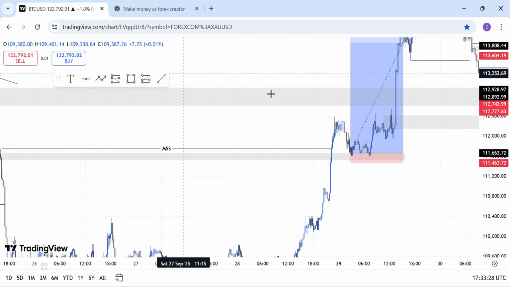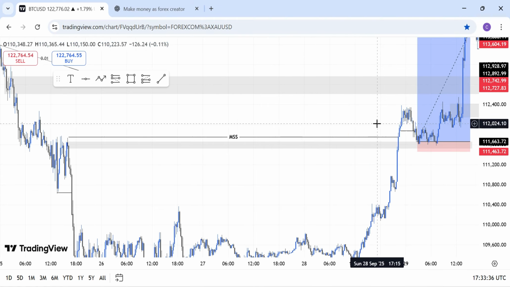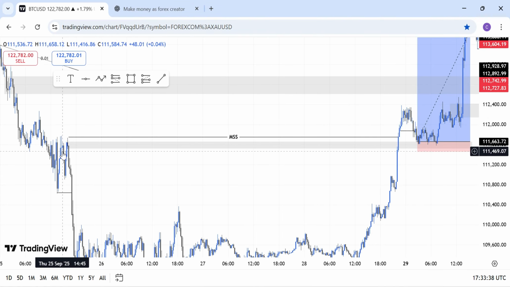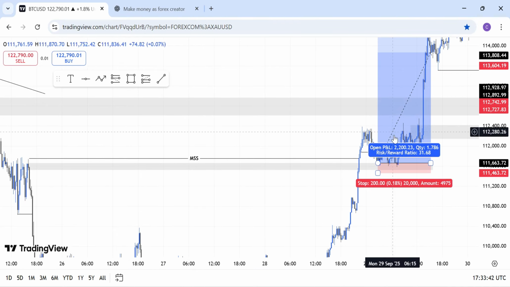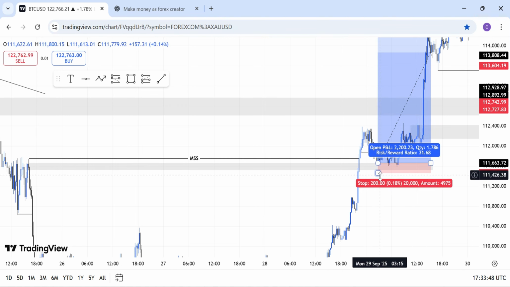And this is my inducement over here. This single candle is my inducement. Then the POI that is closest to the inducement is this breaker block on the 15-minute time frame. So that was the first entry on BTC, which is 1:31 risk reward, and my stop loss is just 20 pips.